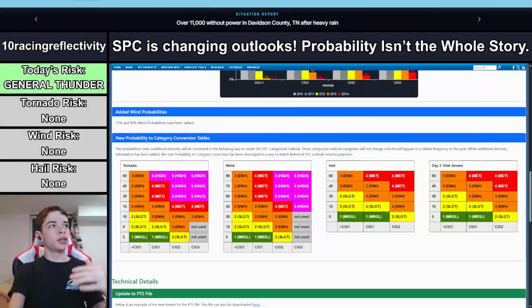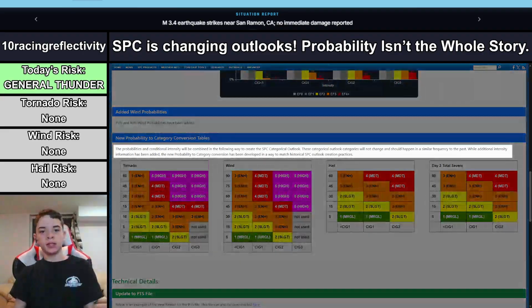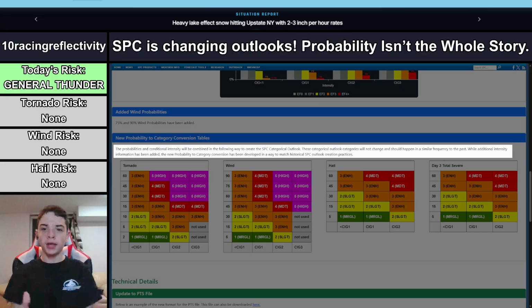Next, we are going to be looking at the new probability to category conversion tables. The SPC states that the probabilities and conditional intensity will be combined in the following way to create the SPC categorical outlook. These categorical outlook categories will not change and should happen in a similar frequency to the past. While additional intensity information has been added, the new probability to category conversion has been developed in a way to match historical SPC outlook creation practices.